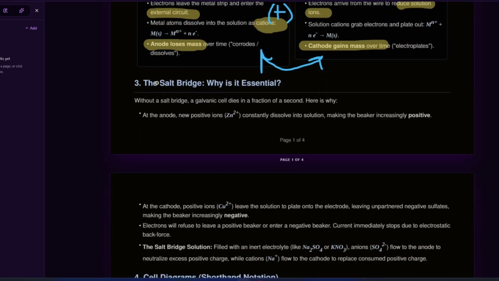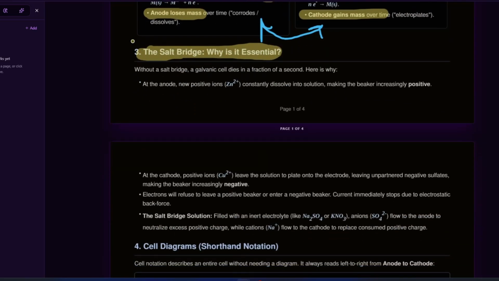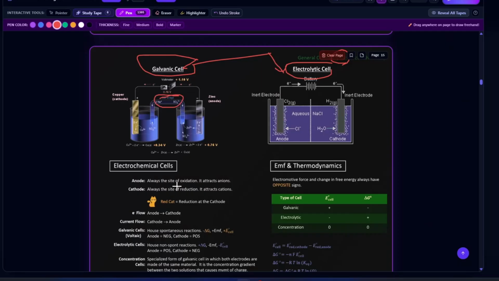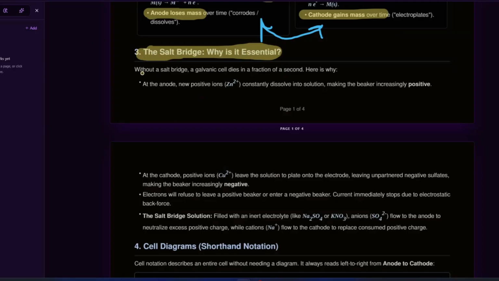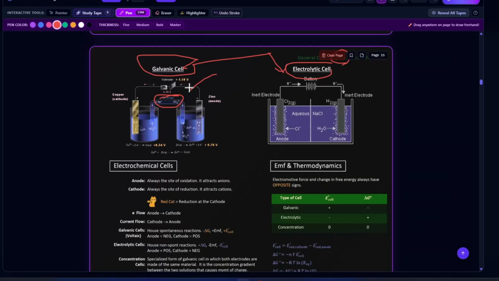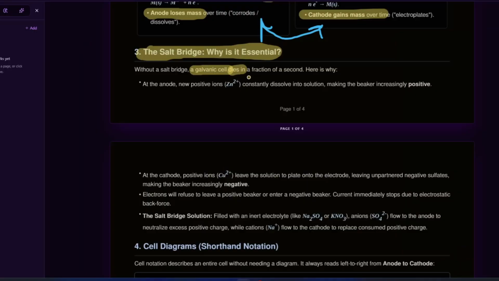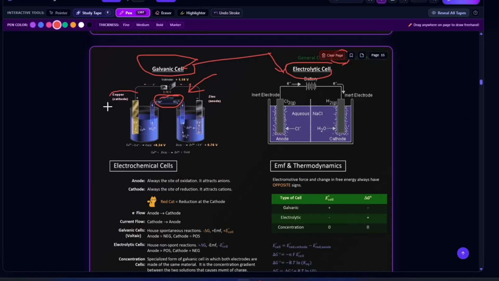Another thing is the salt bridge. Why is it essential? The salt bridge is seen over here in a galvanic cell, not in an electrolytic cell. Without a salt bridge, a galvanic cell dies in a fraction of a second. So you need a salt bridge in this galvanic cell. Here's why. By the way, the copper in here is the cathode and the zinc in here is the anode.